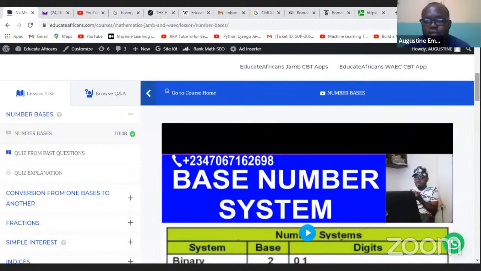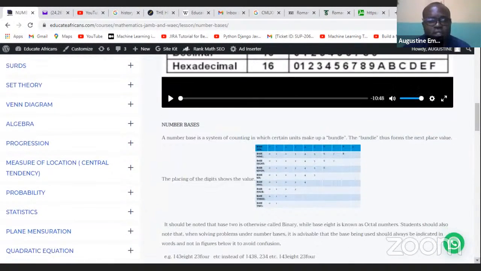Okay, you can play this video. A base number or a number base is a system of counting in which certain units make up a bundle. The bundle does form the next place value. Base number system, that's what we're looking at. We have different ways you can count it. It's not necessarily 1, 2, 3 to 10, which is popularly known as base 10. That's the normal way we count.